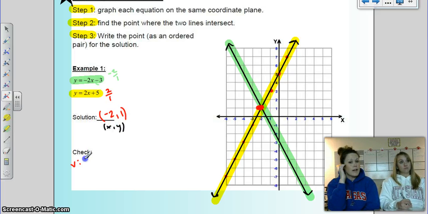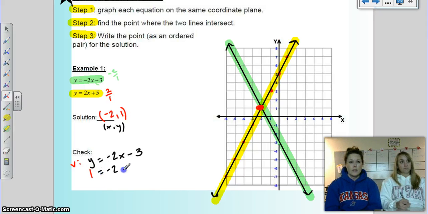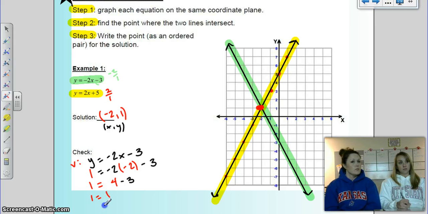So we're going to plug it in for x and y in the first equation. So we're going to have y equals 2x minus 3, and we're going to put in -2 and 1. So it's going to say 1 equals -2 times -2 minus 3. Now we solve this. 1 equals 4, positive 4, minus 3. 1 equals 1. So it works for the first equation. Yes, perfect. We got the same thing.